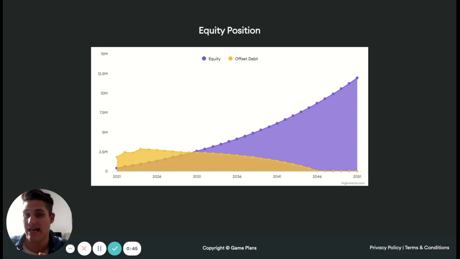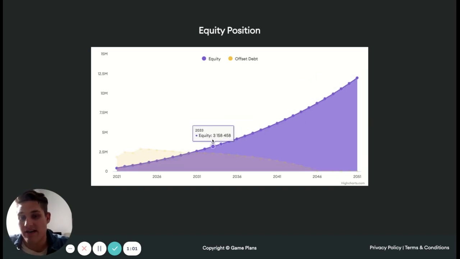And then the second line here is our offset debt. So this is obviously going to be increasing as we're going through the accumulation stage of our portfolio when we're buying these properties. Shows us where we peak in terms of total debt amount, and then gives us a picture of when we'll potentially be able to pay that debt down using an offset account.